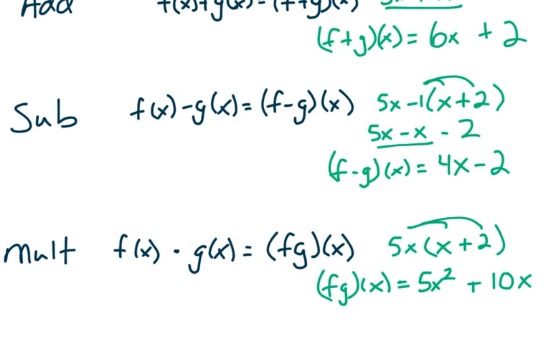Just kind of a basic example, but the idea is going to be the same regardless of what each function is. We just multiply what we can. If we have to distribute, we have to distribute. If we have to FOIL, we have to FOIL. Just multiply what you can.